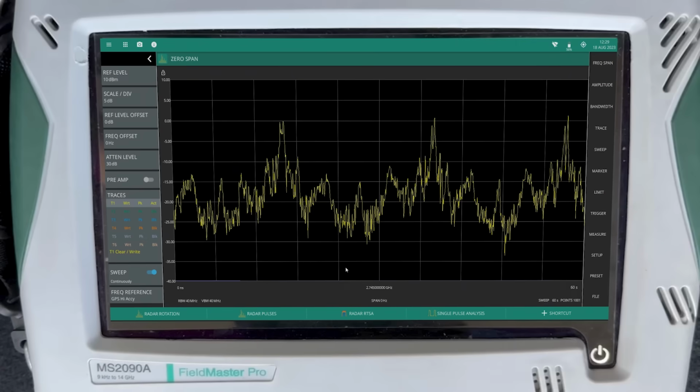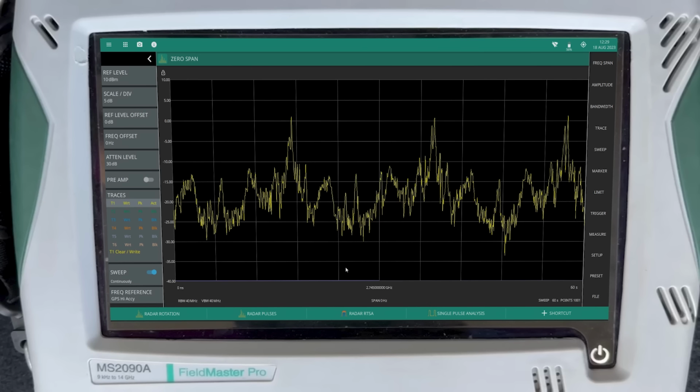We've seen from the RTSA that the radar is rotating about 2 or 3 times a minute. What I've done now is I've put the analyzer into zero span mode with a total sweep time of 60 seconds. And we can see as the trace updates that we get distinct peaks as the radar antenna is pointing towards the detecting antenna on the spectrum analyzer. So that's kind of confirming the rotation rate of the weather radar.